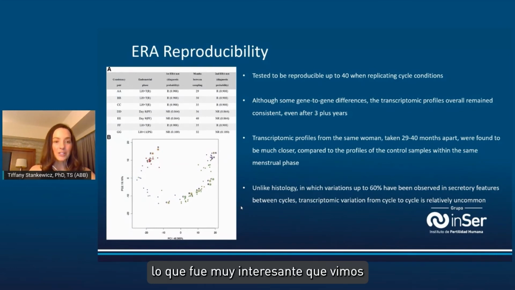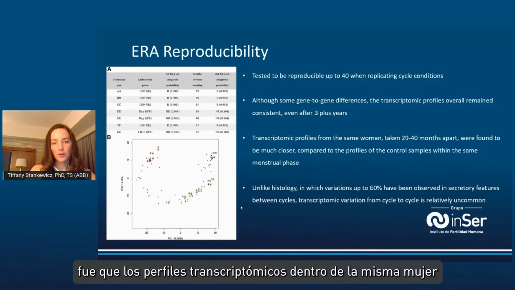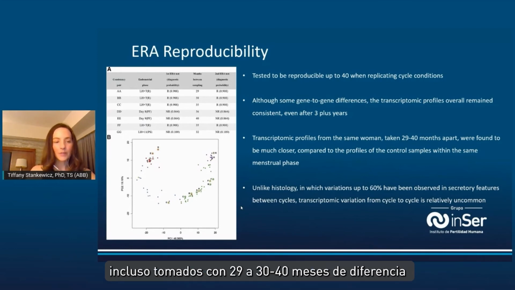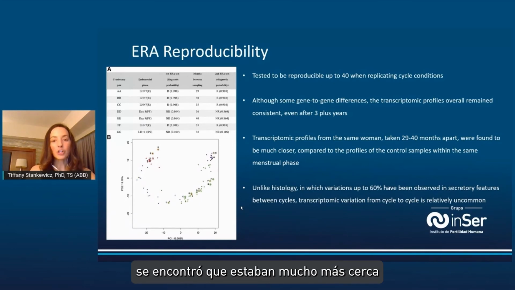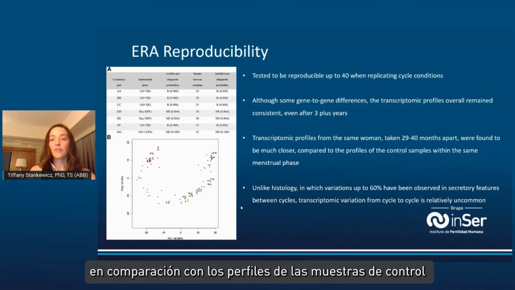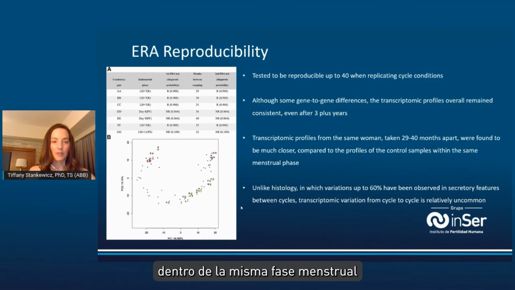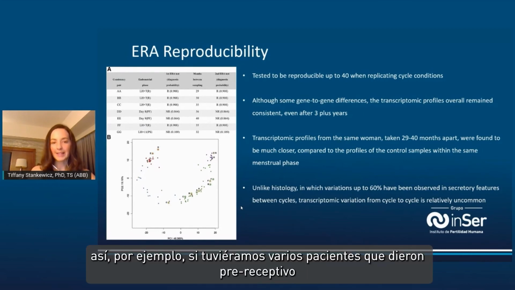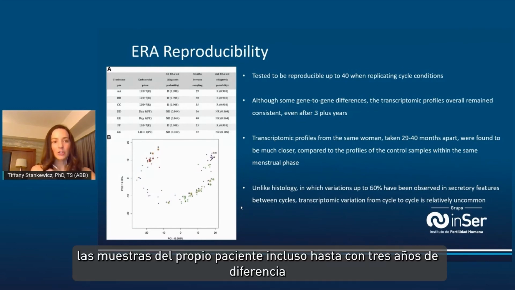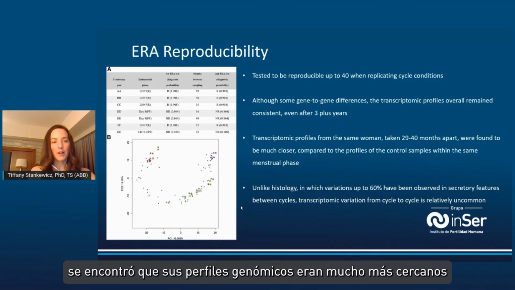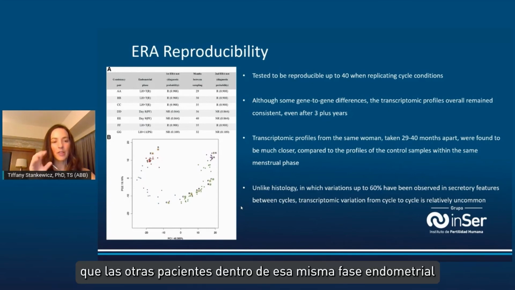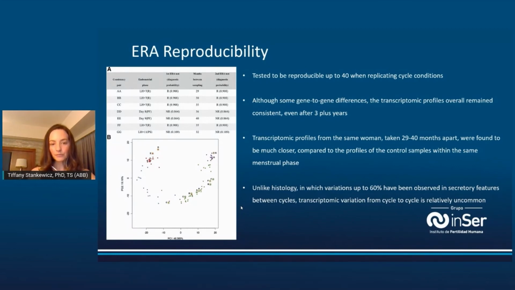What was very interesting that we saw was that transcriptomic profiles within the same woman, even taken 29 to 40 months apart, were found to be much closer compared to the profiles of the control samples within the same menstrual phase. So for example, if we had several patients that tested pre-receptive, the patient's own samples, even up to 3 years apart, their genomic profiles were found to be much closer than the other patients within that same endometrial phase.